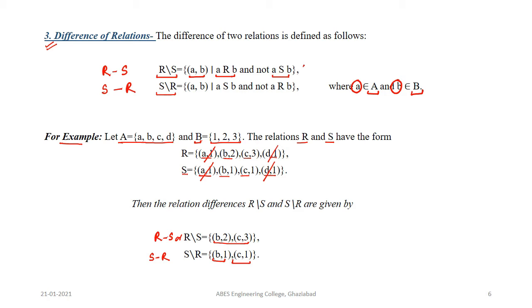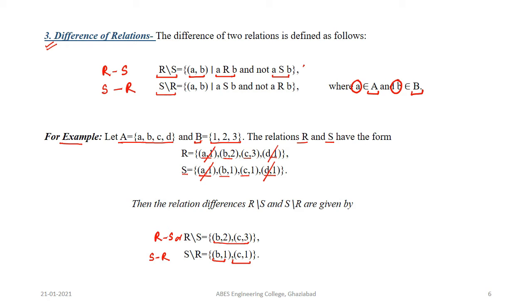It means that the ordered pair (a, b) only belongs to R but does not belong to S. So the set of the ordered pairs that only belong to R but not to S will come inside R minus S. Similarly, when we are trying to find S minus R, the ordered pairs which belong to S but do not belong to R will come inside S minus R, or we can say S difference R, where a and b are elements which belong to the sets A and B respectively.